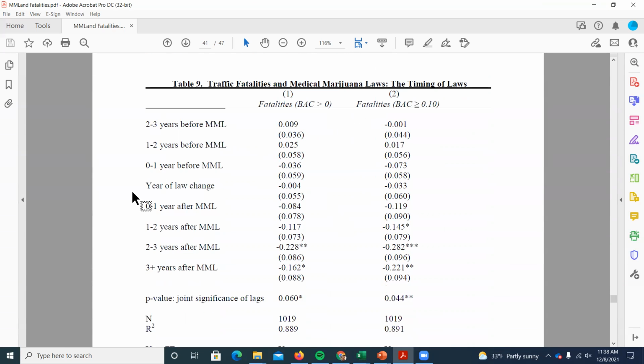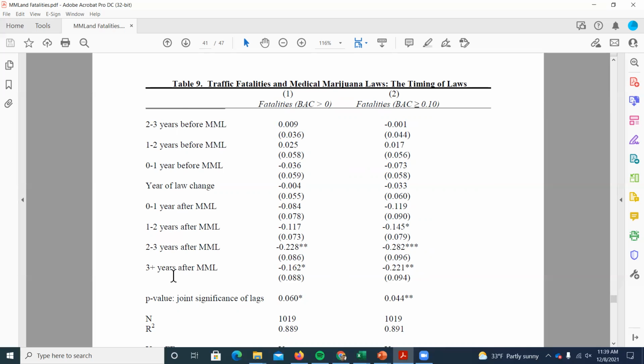They then break it down and make it not just whether or not it was legalized, but how many years it has been legalized. And they kind of did what we call a falsification test. Like if I go years before medical marijuana is legalized, I should see no effect, right? Because it wasn't legalized. So if I picked up an effect there, I'd be concerned. So it's like this falsification where there should be no effect. So hopefully I don't pick up on one.